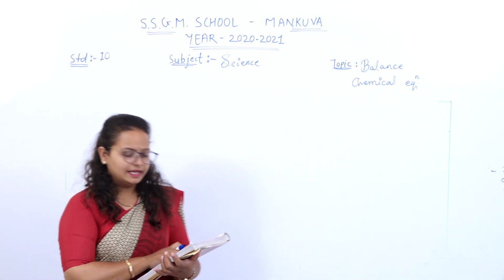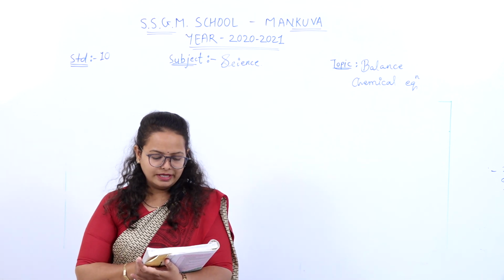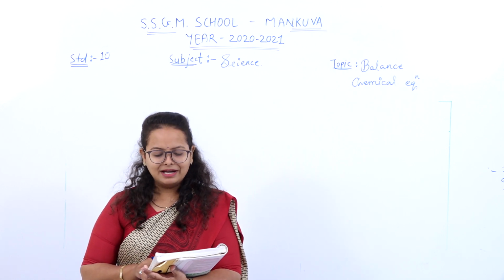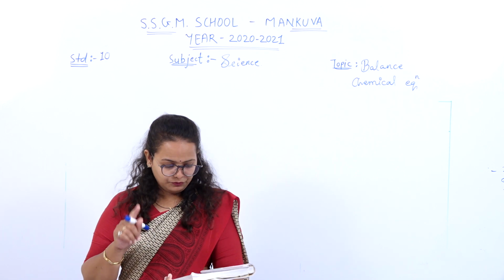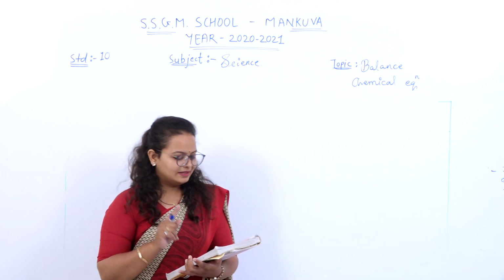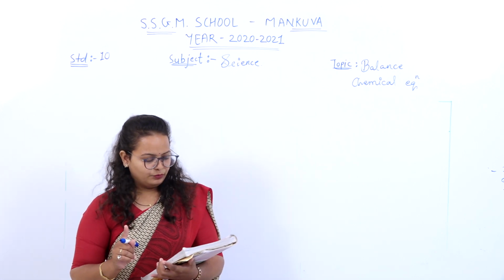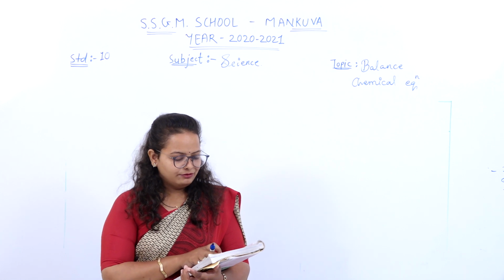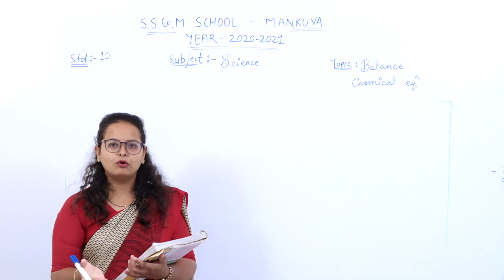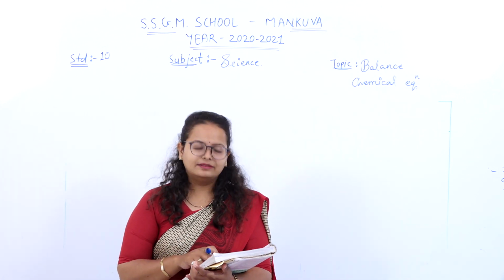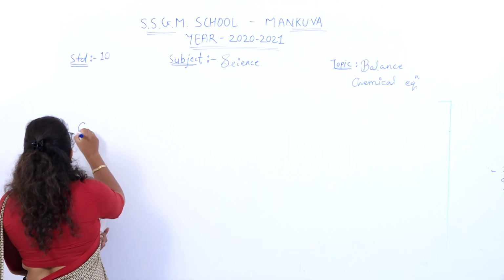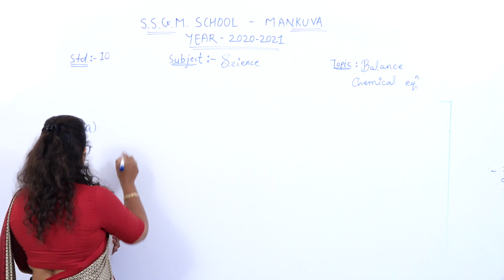Your question is, translate the following statements into chemical equations and then balance them. Page number 15. Question number 5 of the exercise of lesson number 1: you have to translate from word equation to symbolic equation and then balance it. Okay? In that, the first one I am writing on the board.